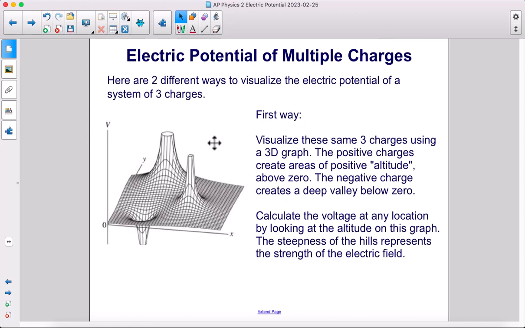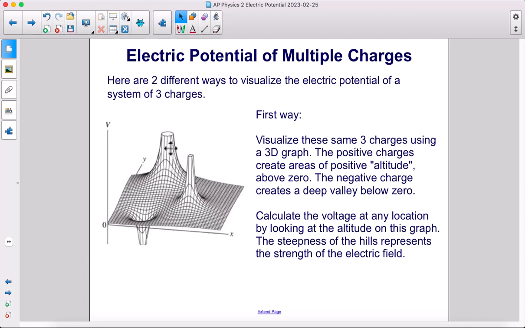Here's the first way we can visualize this. We can visualize the same three charges using a 3D graph. The positive charges create areas of positive altitude above zero. These are these hills here. The negative charge creates a deep valley below zero. We can calculate the voltage at any location by looking at the altitude on this graph.